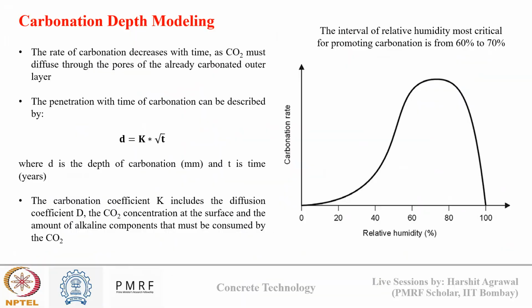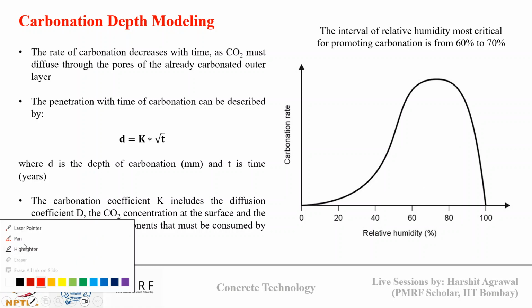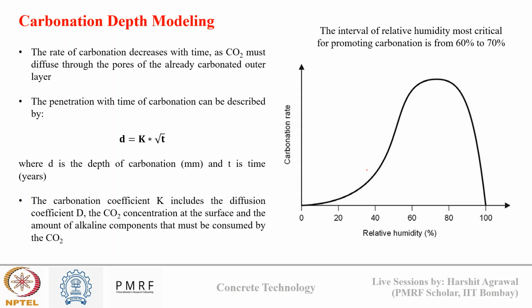Okay, so in the figure, you can see the effect of relative humidity on carbonation rate. As the relative humidity increases, the rate of carbonation also increases, and then after 80% or 70%, the rate of carbonation again decreases as the humidity increases.